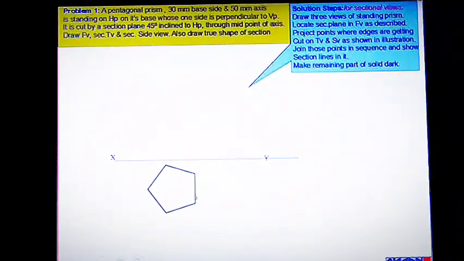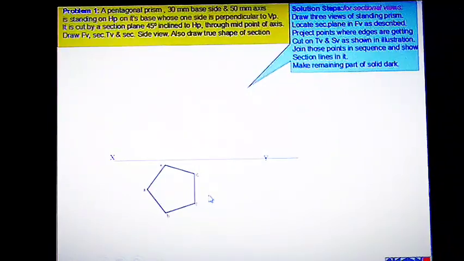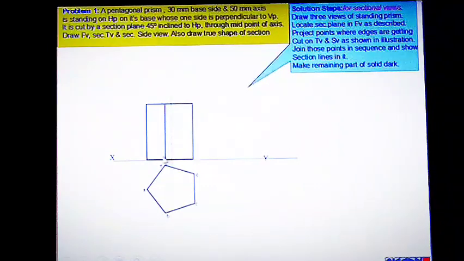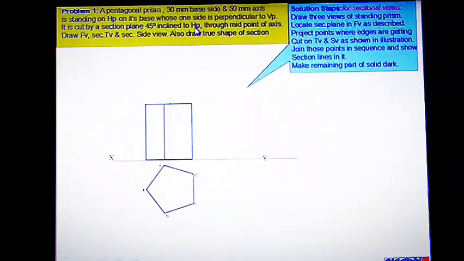Now you can finish the pentagon like this. Then obviously the elevation should be drawn like this. Then depending upon the given data, we have to locate the section plane. The section plane is inclined at 45° to the horizontal plane, so it will be inclined at 45° to the XY line like this.